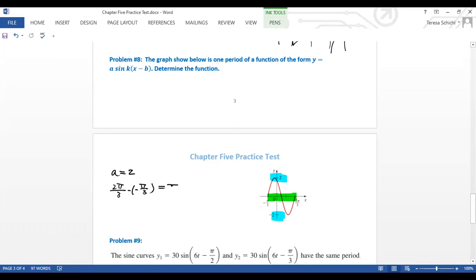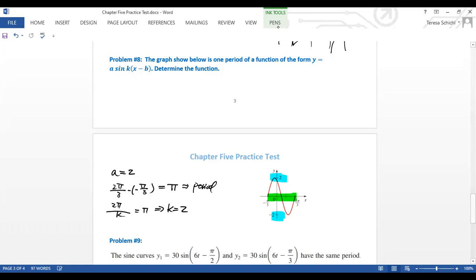So how many pi's here? It's one pi, right? Because that's the distance from negative pi over 3 to 2 pi over 3. So that means this is the period of this function. So I know the period 2 pi over k is equal to pi. So what is my k number? k is 2. All right.